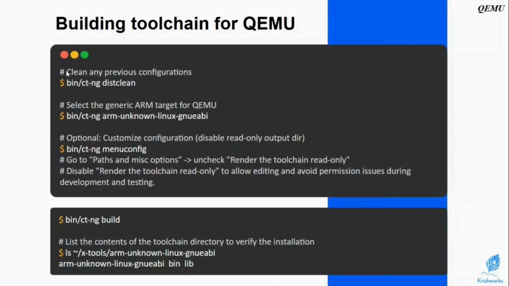Building toolchain for QEMU. Here's a snippet of building the QEMU specific toolchain using crosstool-NG. First, we'll have to clean any previous configurations. Next, select the generic ARM target for QEMU. Also, optionally we can customize the configuration. Then for the build command, use this and then list the contents of the toolchain directory to verify the installation.